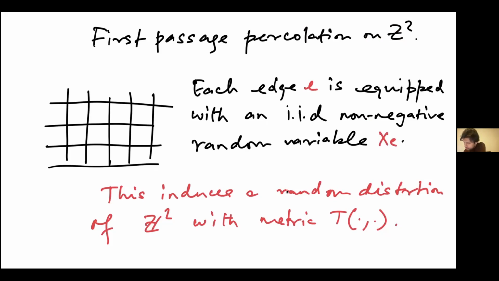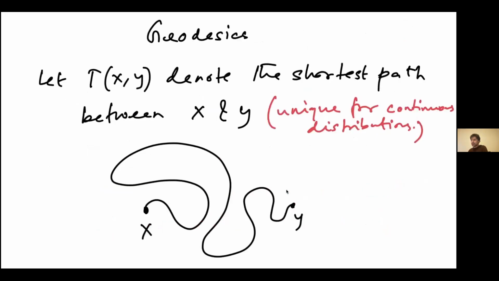So every edge e will have an IID random variable X_e attached to it, and you should think of this as the new length of this edge. This induces a random distortion of Z^2. Let's say the associated graph metric will be denoted by T. So T(x,y) will be the new distance between x and y in this new weighted version of Z^2. And geodesics are the shortest paths in this metric between x and y; we'll denote it by gamma_xy.